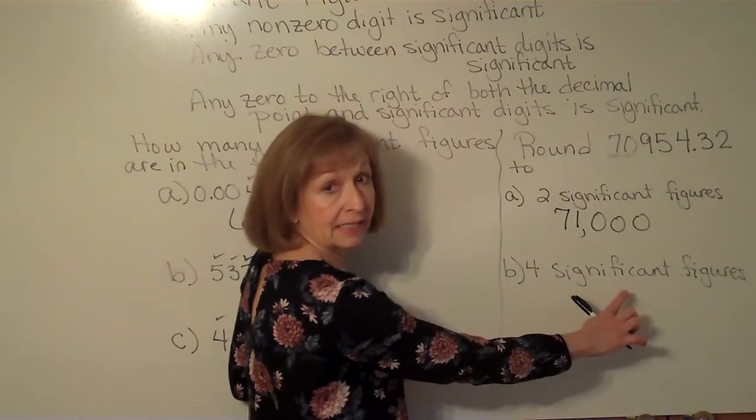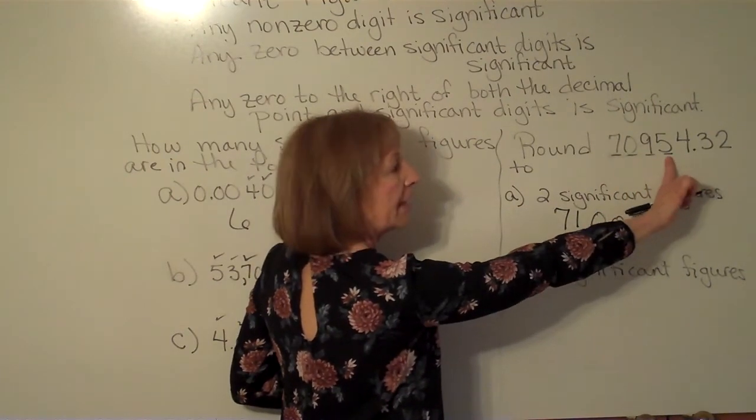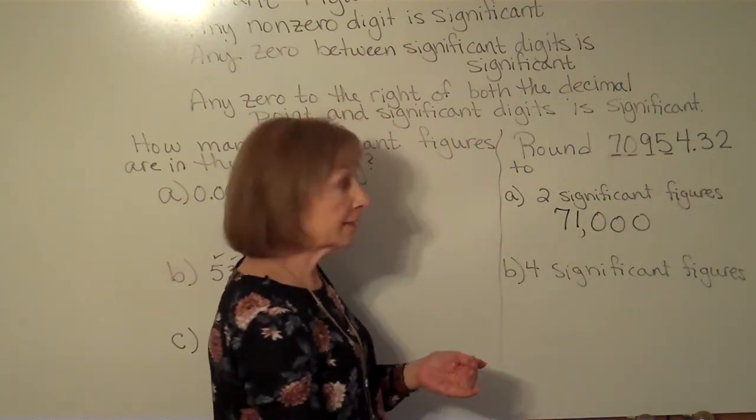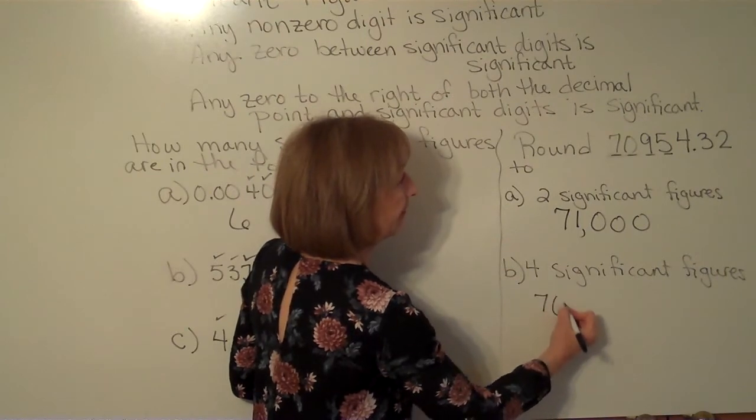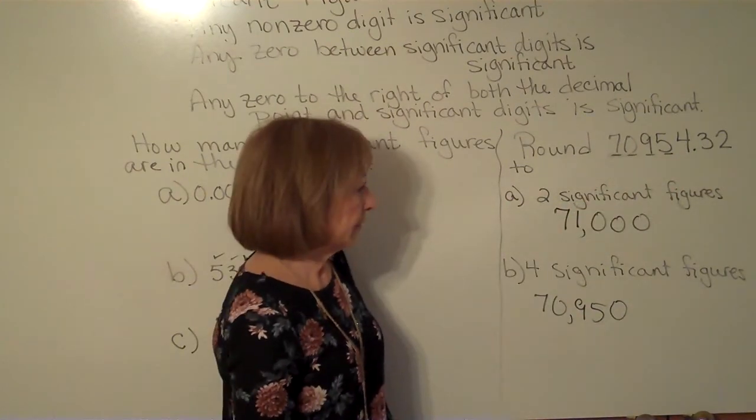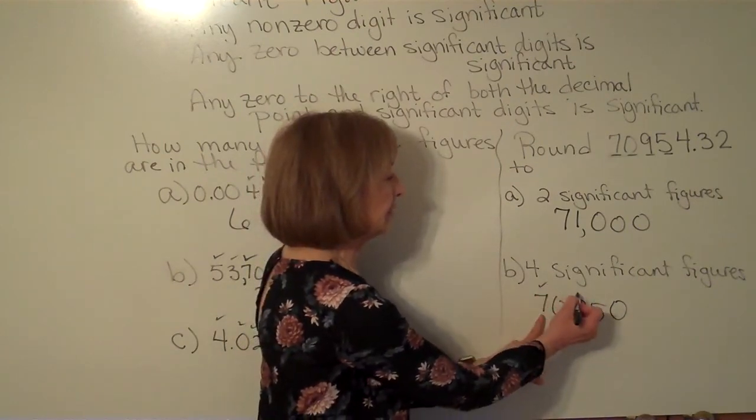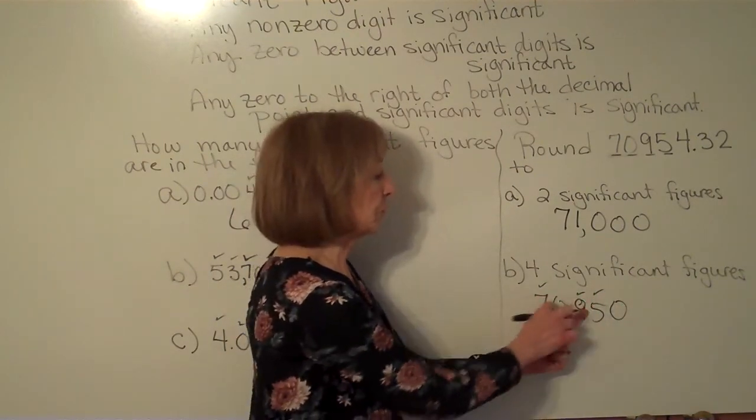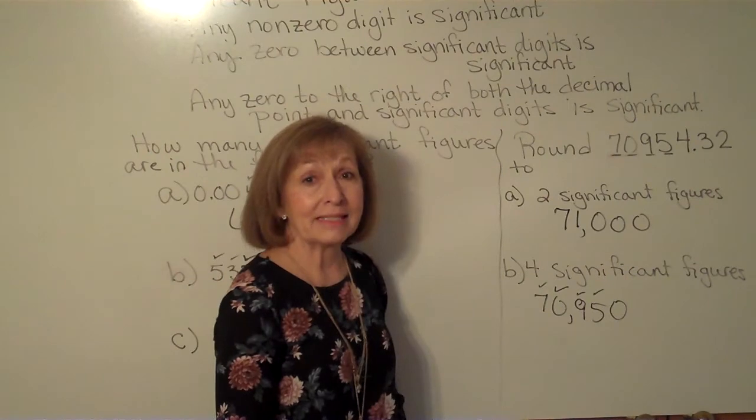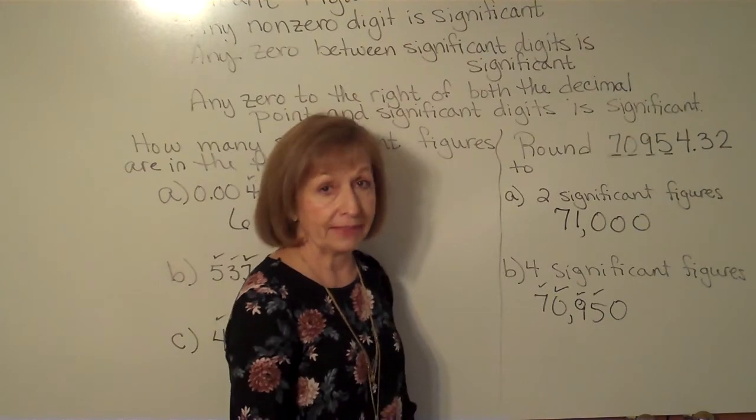How about if I'm back to this same original number and I want to round to 4 significant figures. So 1, 2, 3, 4. This 5 is where I want to round to. The next digit after that is a 4 or less, so I just drop that off. I have 70,950. I would just replace that with a 0. Now this has 4 significant figures. Remember, any non-zero digit is significant. Any 0 between significant digits is significant. But this last 0 is not, because it's not both to the right of a decimal point and a significant figure, nor is it between significant figures.